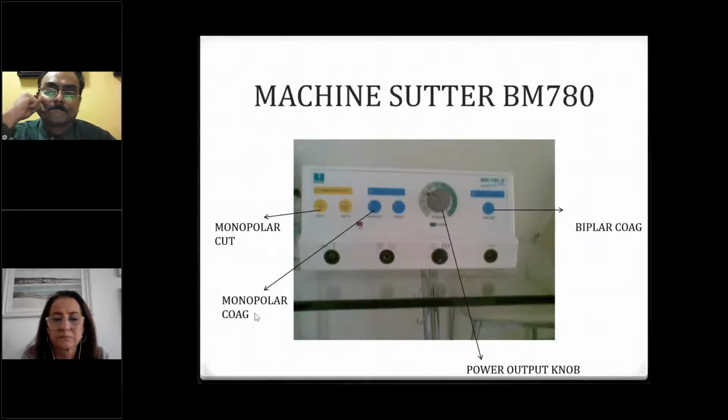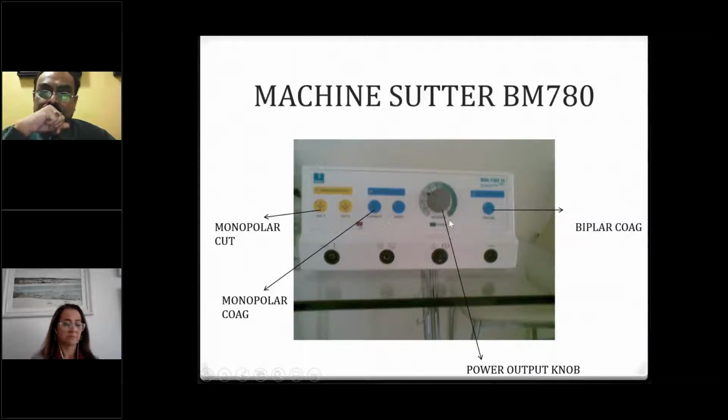Now moving to the various appliances that can be used. We use the Sutter BM780 model machine. As you can see, that's the machine. This is the monopolar cut mode, which is the cutting mode in which the machine operates. This is the coagulation mode. This is the power output knob from 0 to 10. And this is the bipolar coagulation mode. So that's monopolar cut, step 1, step 2. This is monopolar coagulation, step 1, step 2. And this is bipolar coagulation.